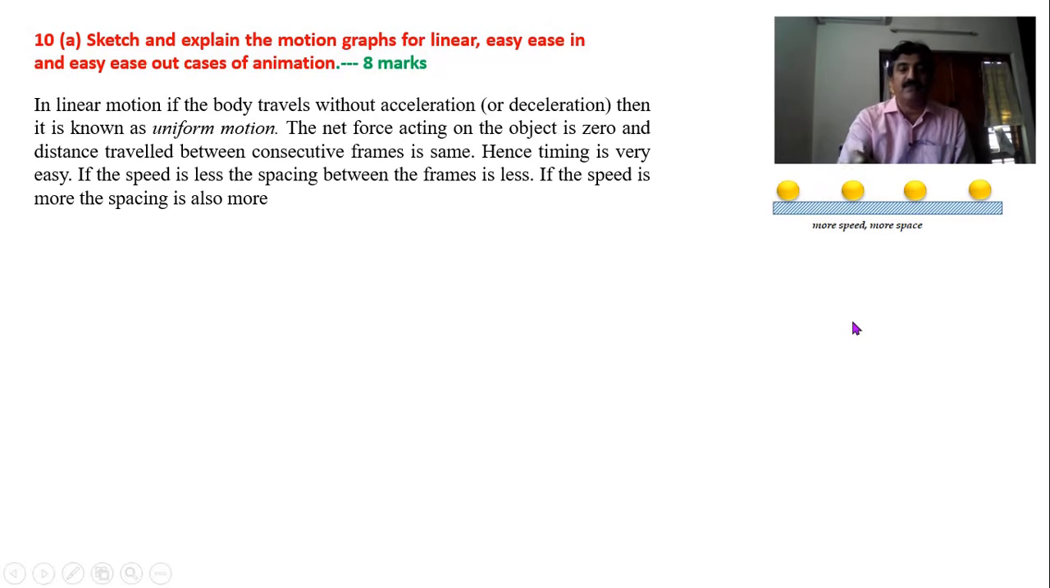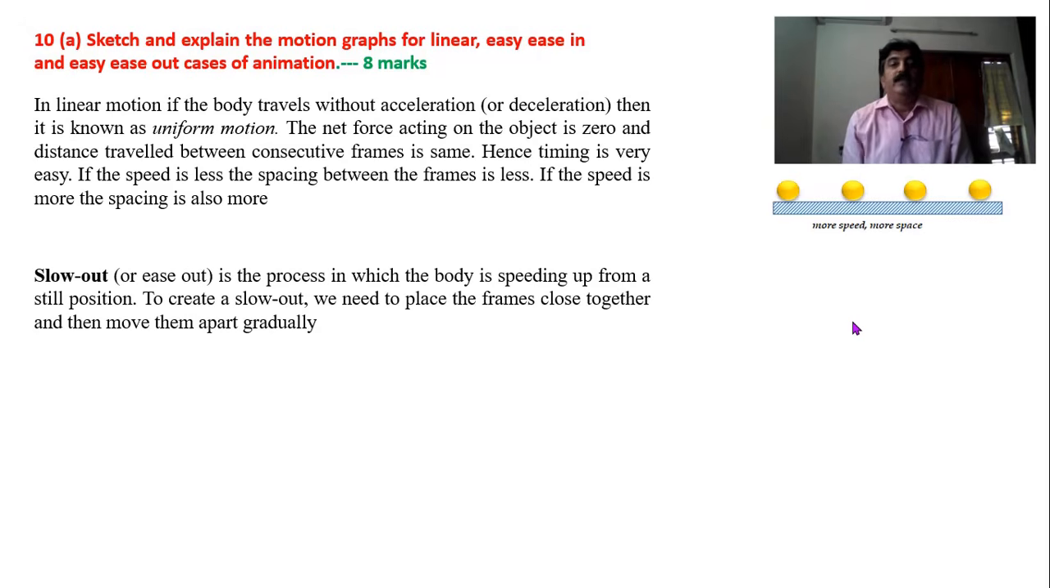If the speed is more, the spacing is also more. This is the animation for uniform motion. Now, slow out. Slow out is the process in which the body is speeding up from a still position. Its speed keeps on increasing, the accelerated motion. Slow in means decelerated motion. The body is getting ready to stop. So getting ready to accelerate, getting ready to speed up, is slow out. Getting ready to slow down is called slow in. Slow out is also called ease out. Slow in is also called ease in.